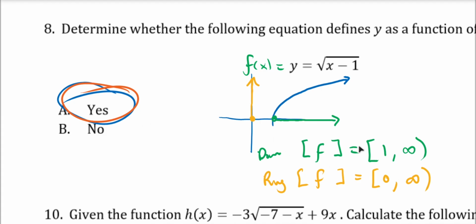Here we have a graph of another function. We can tell it's a function because if I plug in a single value of x, subtracting 1 and taking the principal root, we can only get one value back for y. Let's talk some more about domain and range in this case.